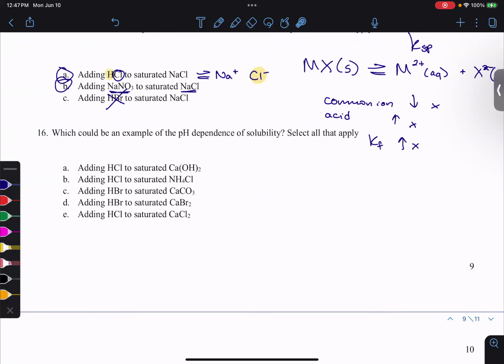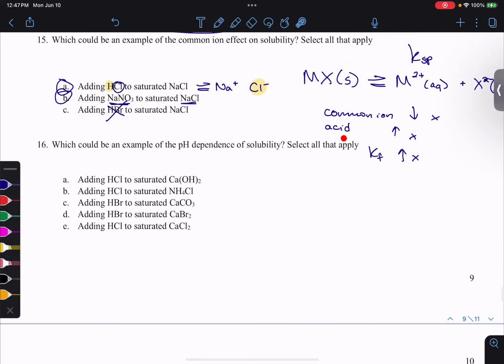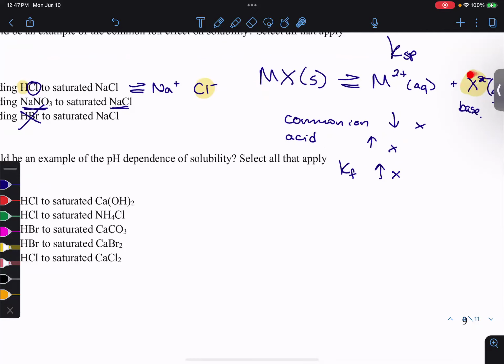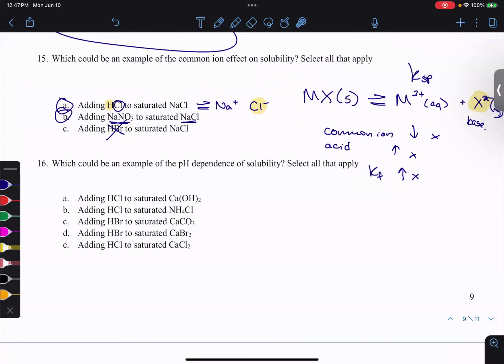So then which would be an example of a pH dependence on solubility? Remember that adding acid usually increases the solubility of your solid, but only if your anion is a base, because acids react with bases. So just like Le Chatelier, if you neutralize X, you remove X anion from the reaction, it shifts your reaction forward. So if X is a base and can react with acids, it's going to be affected by pH dependence.